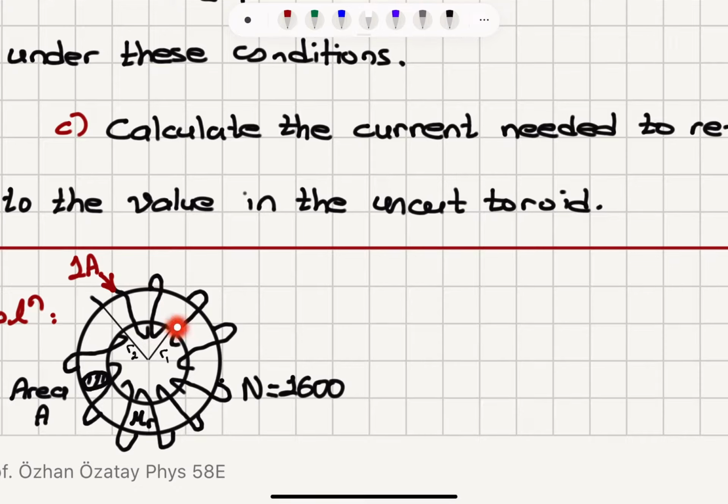Okay, so here is our toroid. It has an inner radius R1, outer radius R2. The mean path length will be determined by finding the average radial distance from the center and the circumference of the circle defined by this average radius. The cross-sectional area A is the cross-sectional area of the toroid, which is circular. It's filled with iron which has relative permeability mu sub r, which is 1500, and there are 1600 turns, and there's 1 amp current flowing through this winding.